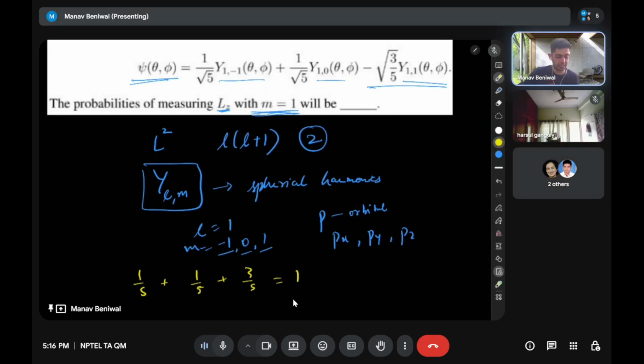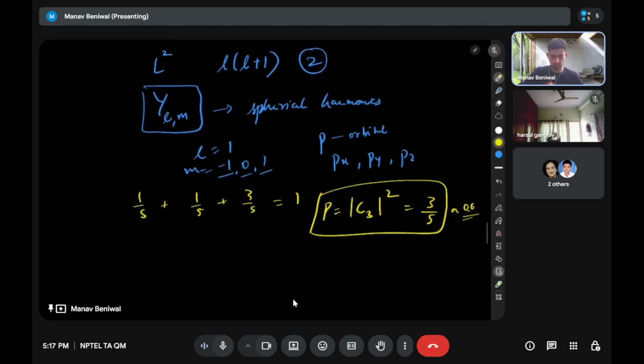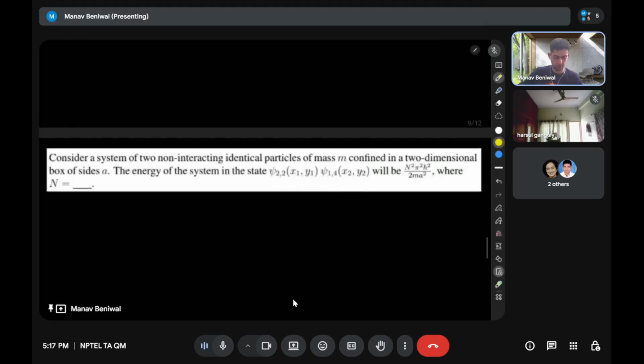Then we can directly say that the probability of measuring LZ with m equals 1 will be just mod C3, the third coefficient, squared. This is our probability, and this is nothing but 3 by 5, or 0.6. Okay, clear? Then let's move on to the next one.